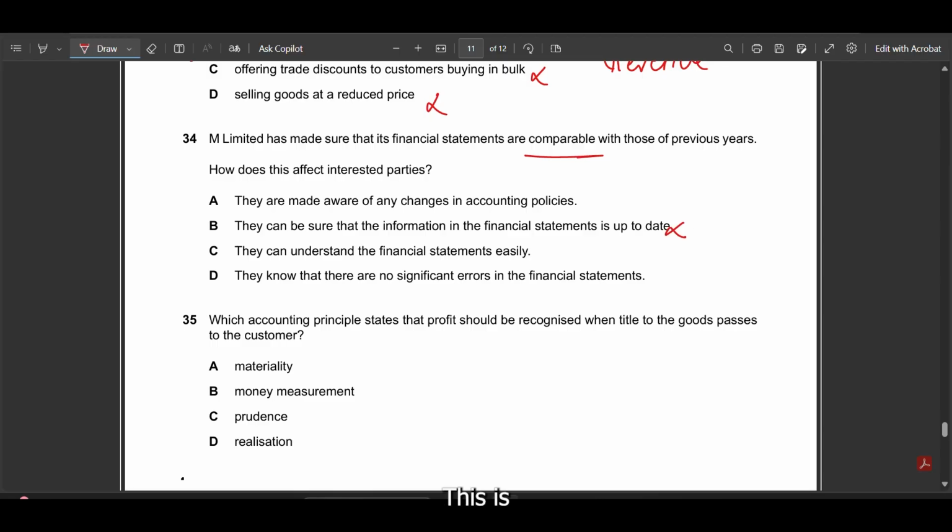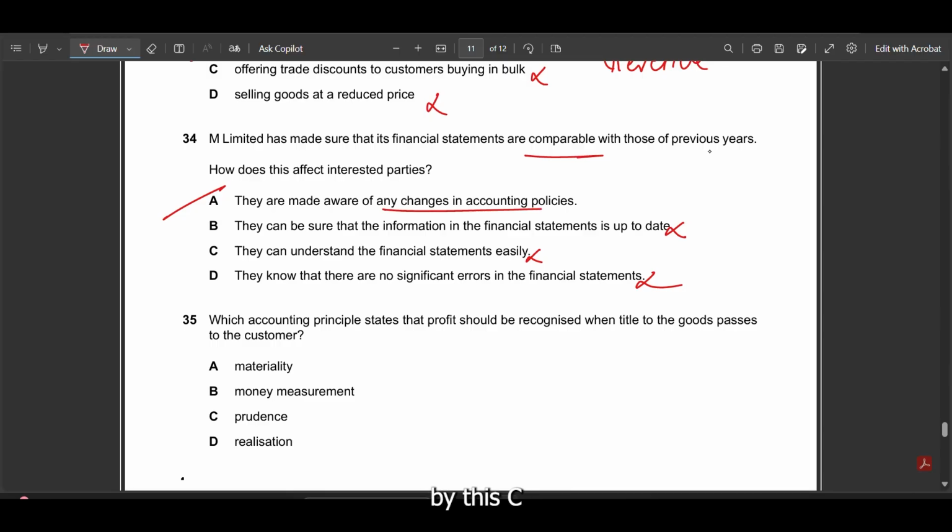Okay, I don't think this is the right answer. C, they can understand the financial statement easily. No, they are talking about comparable, comparison between two years. They know that there are no significant errors in the financial statement. No, comparable doesn't mean that there are no errors in the financial statement. So the right answer is option number A, because they are made aware of any changes in accounting policy.